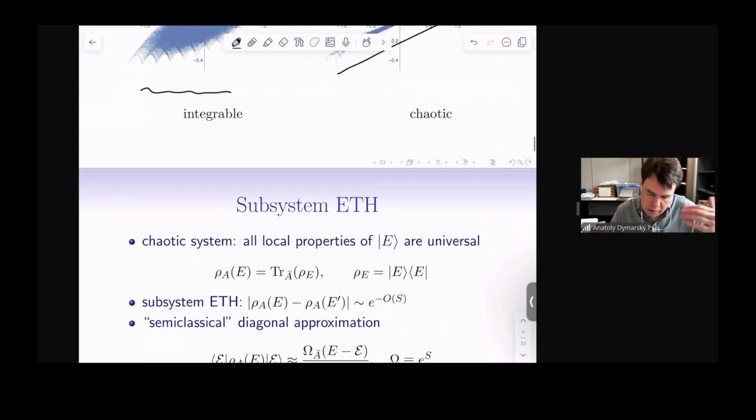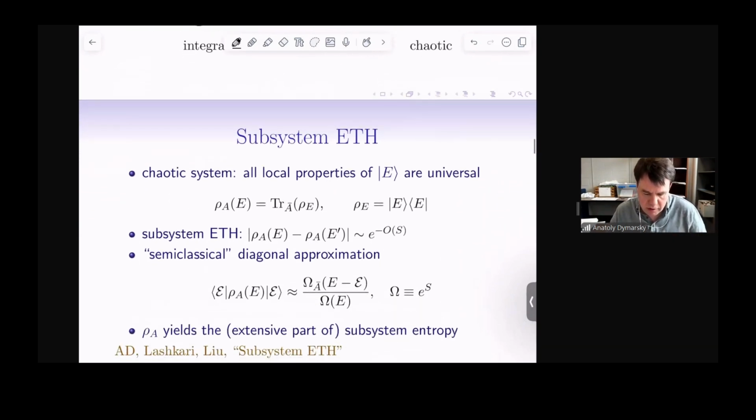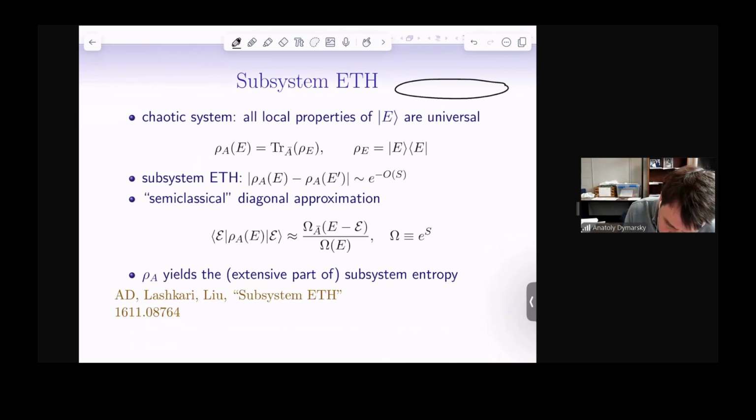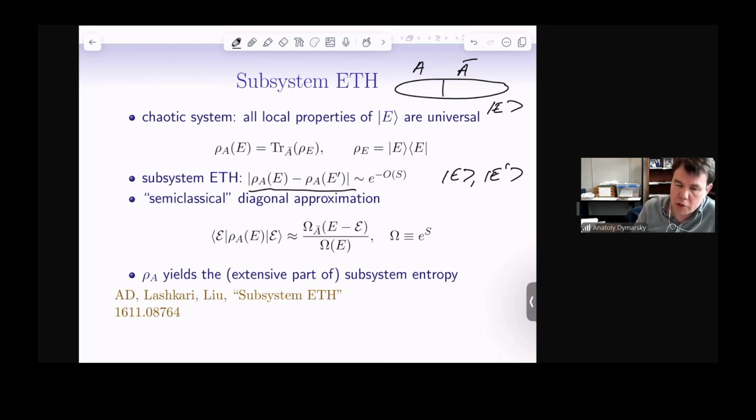So let's go back to the original idea that I have a system split into A and its complement. And now I will consider a system in an individual energy eigenstate. And I want to say that my system is chaotic. So first of all, we can formulate what we call the subsystem ETH. It's a statement that if you consider reduction of this eigenstate to a subsystem A, and you consider two eigenstates E and E prime, and their energies are sufficiently close, then the corresponding density matrices will be sufficiently close as well. And this proximity, in terms of the trace distance, will be exponentially small.